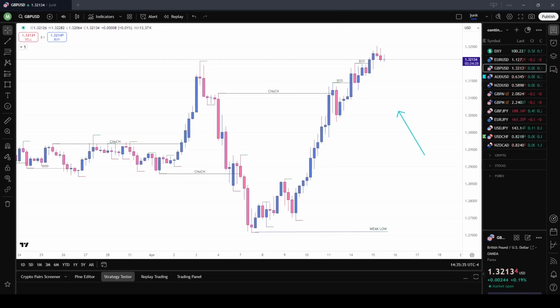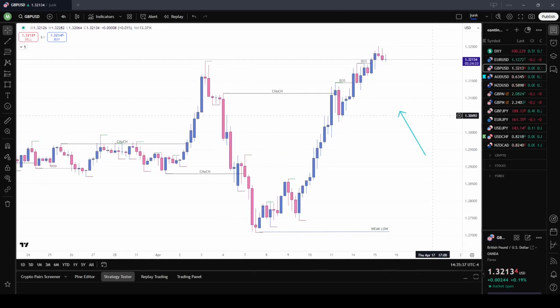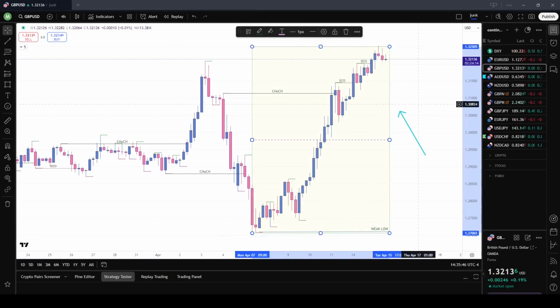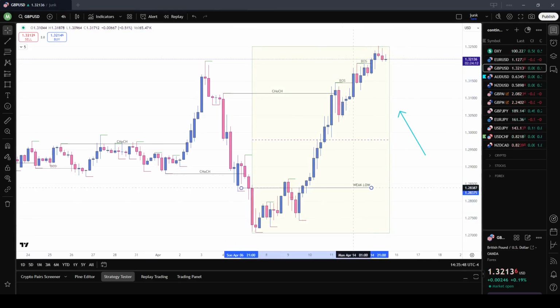GBP USD, a little different than Euro USD, as the prices have started to break out past the previous highs in the range. So previously this was a strong high, but it has been broken. So now this is the weak low of the current range.